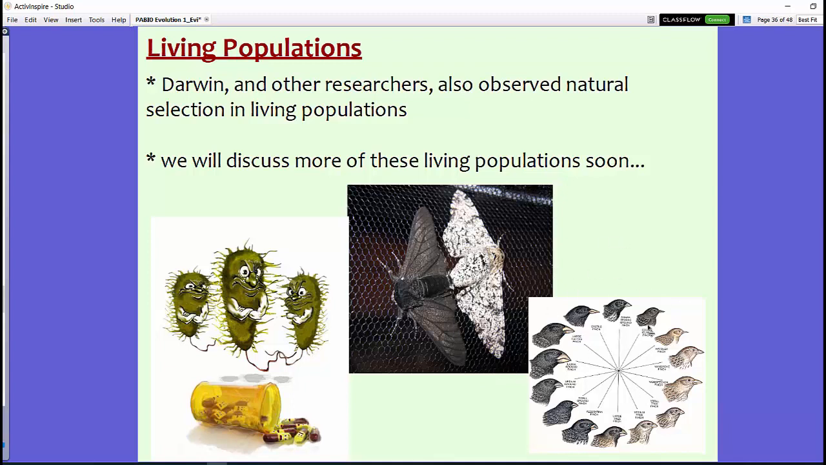And another one, of course, I mentioned in an earlier video, are the finches of the Galapagos Islands and their various adaptations to the foods that they eat. These are all things that we've seen within lifetimes, so within a 30-year span.